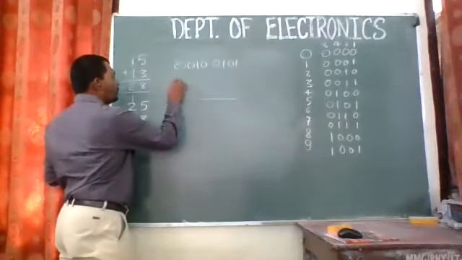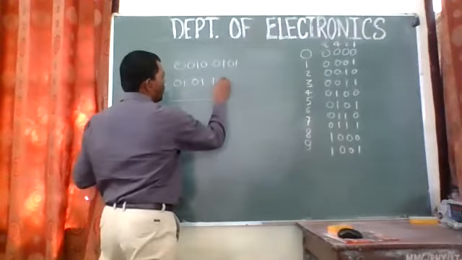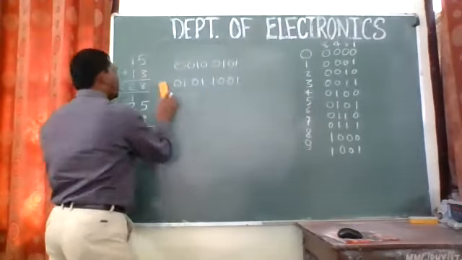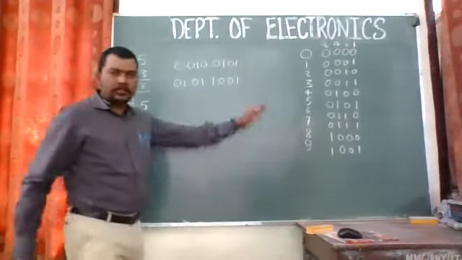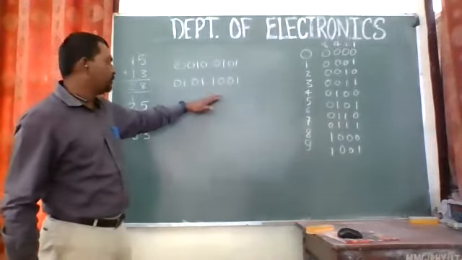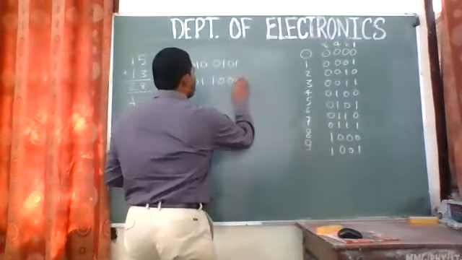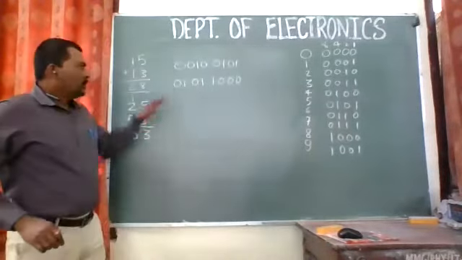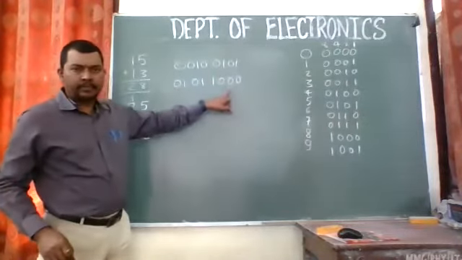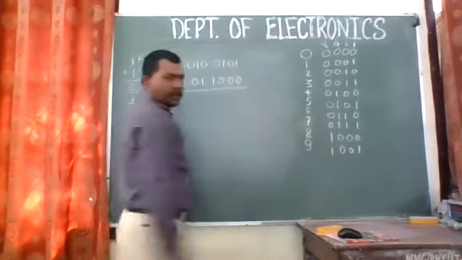Similarly, 5, that is 0101, and 8, that is 1000. So in that we have taken decimal numbers only. We have not exceeded more than that. So this is 25 and this is 58. So these two numbers are to be added. Now add them and see what happens.